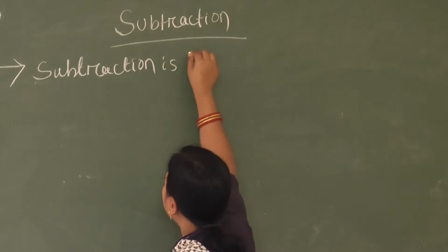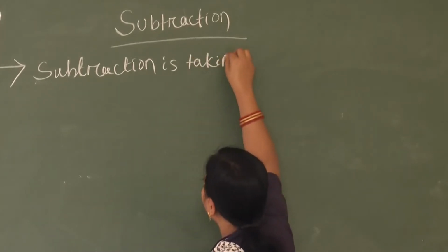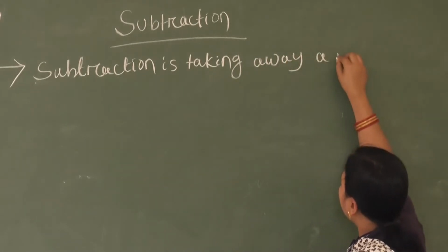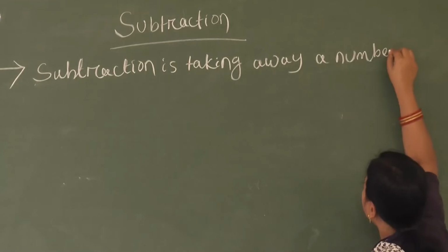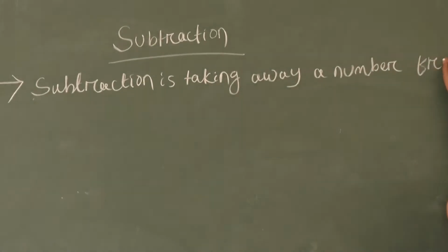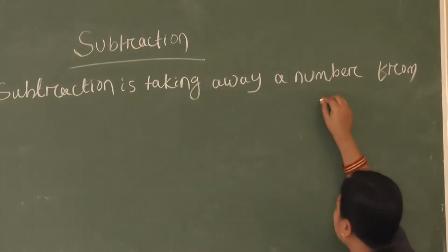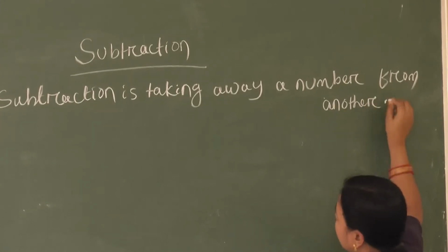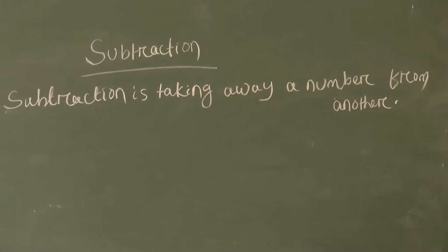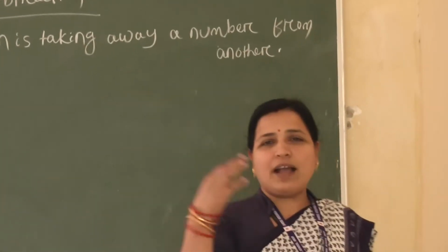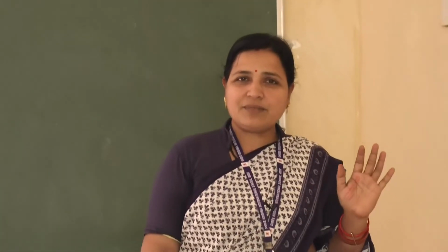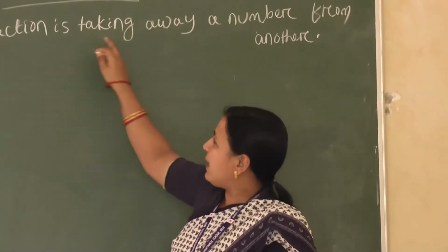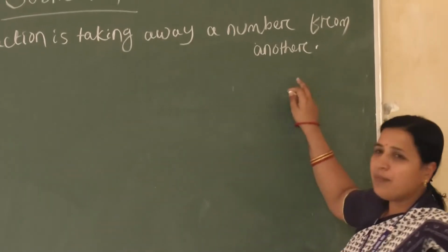Subtraction is taking away a number from another. So first you see 10 leaves, 2 I will take, then you count 8 leaves. So what is subtraction from this example? We know that subtraction is taking away a number from another.